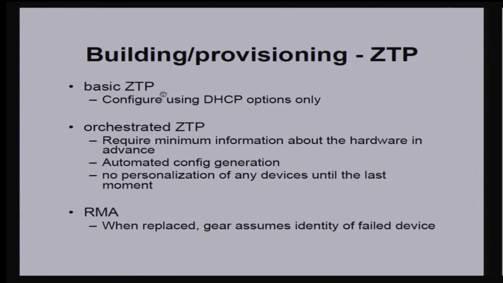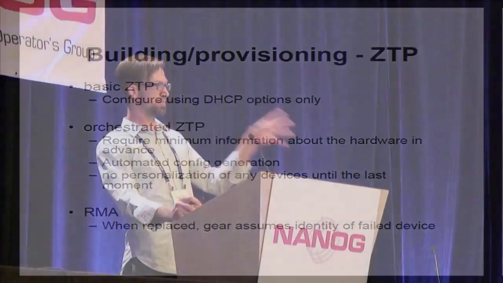At eBay, we, the network engineering team, do not manage the DHCP server, so we needed another solution. So that brings us to orchestrated ZTP. You require the minimum amount of information about a switch in advance. You don't have to have a specific serial number of switch, go into a specific rack, none of that. Where you plug it in determines where it's built. Configuration can be automated, and you don't have to personalize anything until the very last moment.